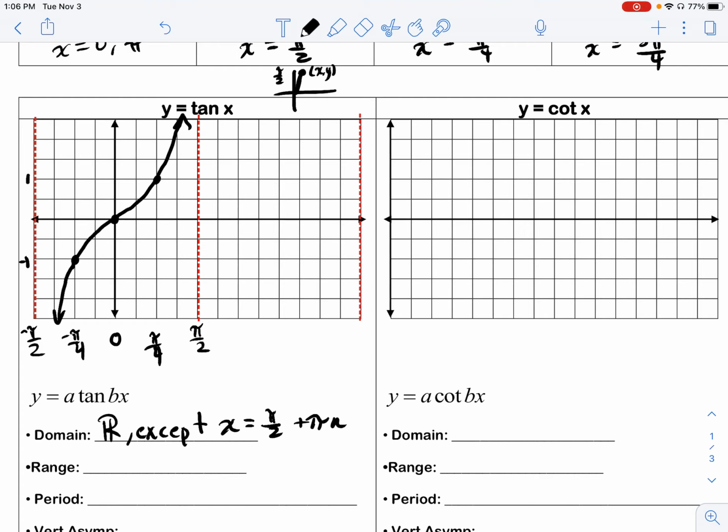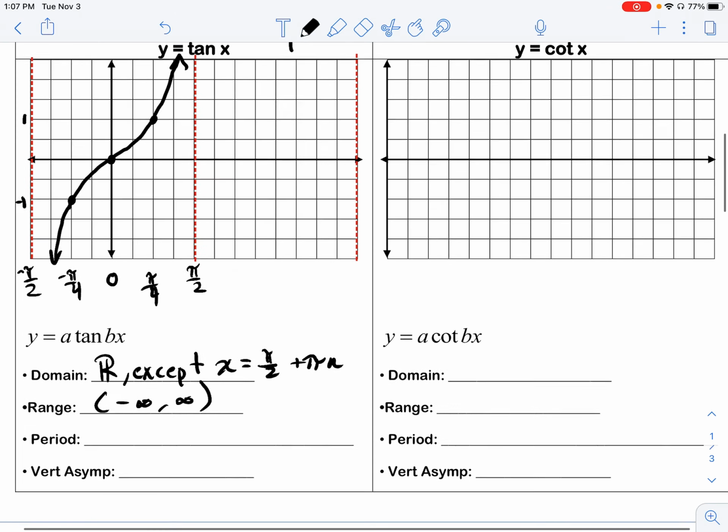Our range for tangent is actually going to be negative infinity to positive infinity. Because as we get closer and closer to one vertical asymptote, like right here, for example, our y values are going to get closer and closer to positive infinity. As we get closer to this vertical asymptote, our y values are going to get closer and closer to negative infinity. Okay, so that's our domain and range.